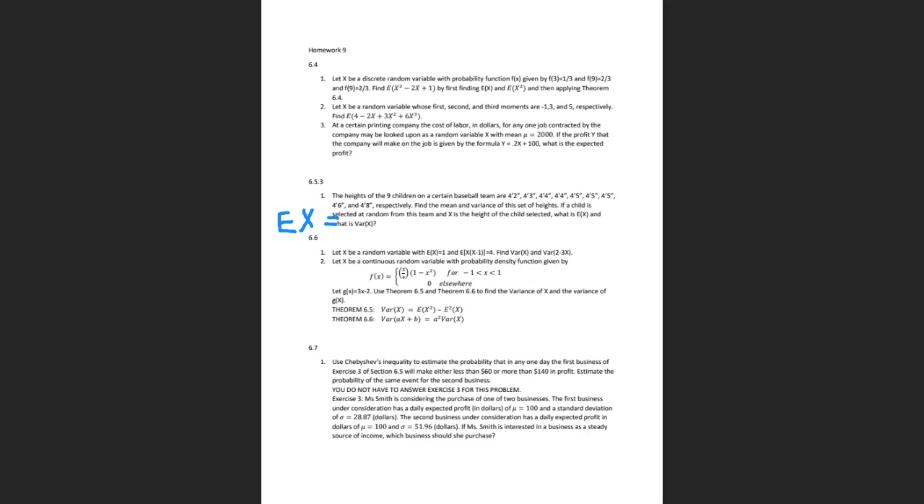So E of x is equal to the integral of f of x times x dx from negative infinity to infinity. Now, it's easier than that because f is only non-zero for x values between negative 1 and 1. So instead of integrating over the entire real line, you can integrate from negative 1 to 1. So you're integrating from negative 1 to 1 of f of x, which is 3/4 times 1 minus x squared, dx.